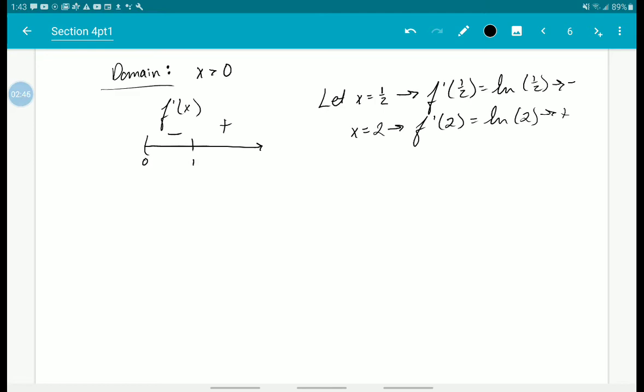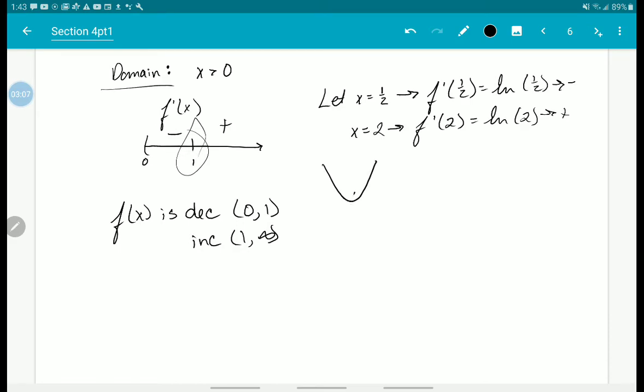So here's what we know. Based on this sign chart, f of x is going to be decreasing on that first interval from 0 to 1. And then it's going to be increasing from 1 to infinity. We do have a change that's happening at 1. We're decreasing, then we're increasing, which means we have to have a minimum at x equals 1. So let's find that y-coordinate.